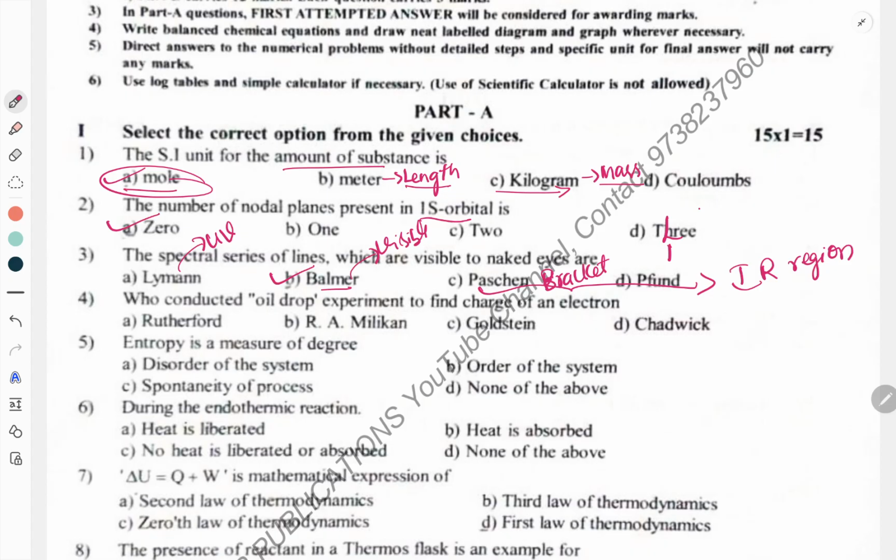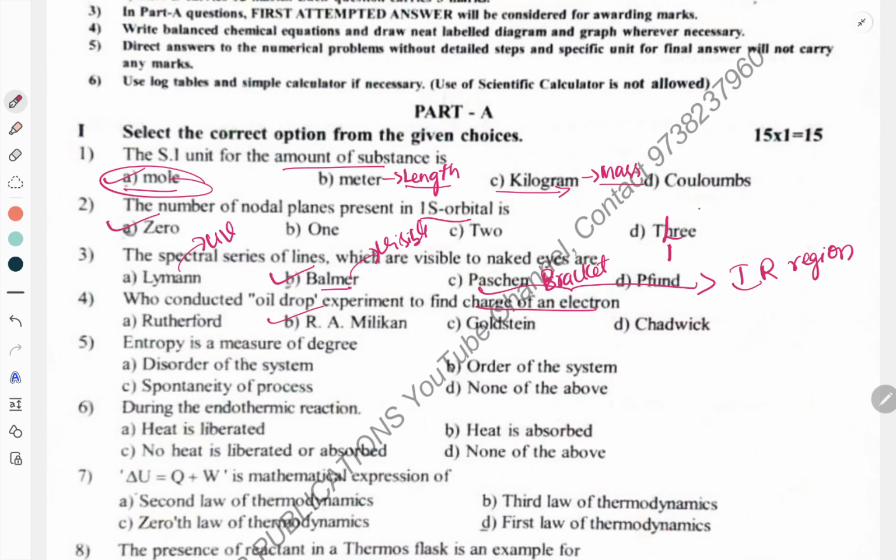Next, move on to the fourth question. Who conducted the oil drop experiment to find the charge of an electron? The correct option is option B, R.A. Millikan, or you can call him Robert A. Millikan. So the oil drop experiment to find the charge of the electron was conducted by R.A. Millikan.